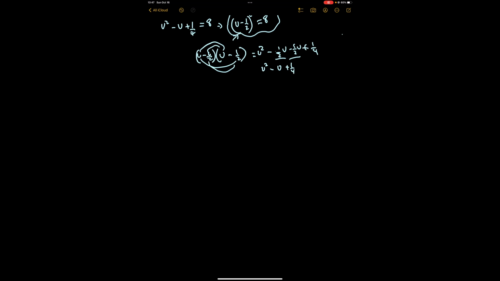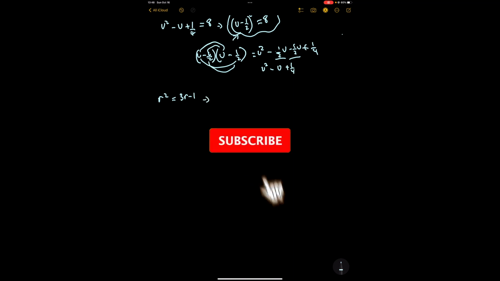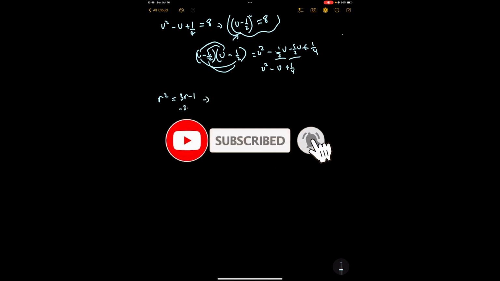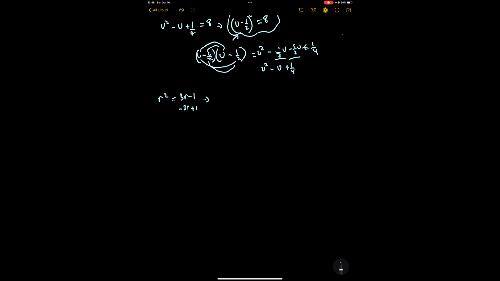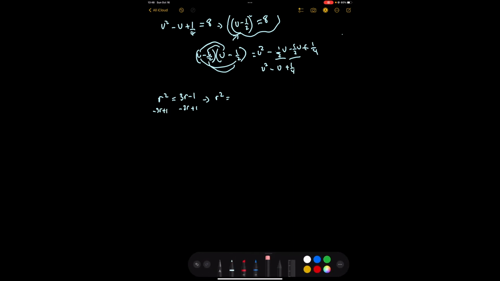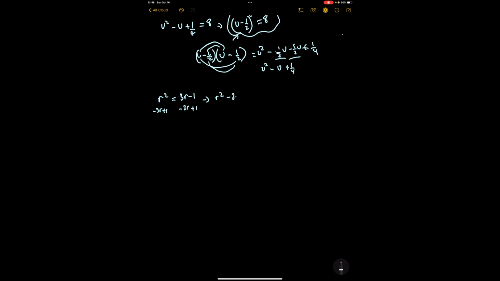Last example before we leave. Let's say we have r squared equals 3r minus 1. So what can we do? Let's say we try to factor it. I'm going to subtract 3r and add 1 on both sides, so minus 3r plus 1. So I'm going to have r squared minus 3r plus 1 equal to 0.